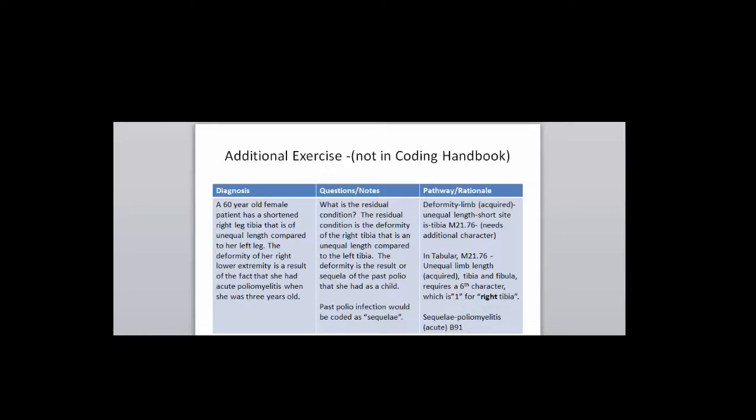The next thing we have to look for is the sequela of the polio. So that is going to be the main term sequela, subterm poliomyelitis, B91. So let's go to our alphabetical index. And here we are under sequela. We're going to go all the way to the P's.